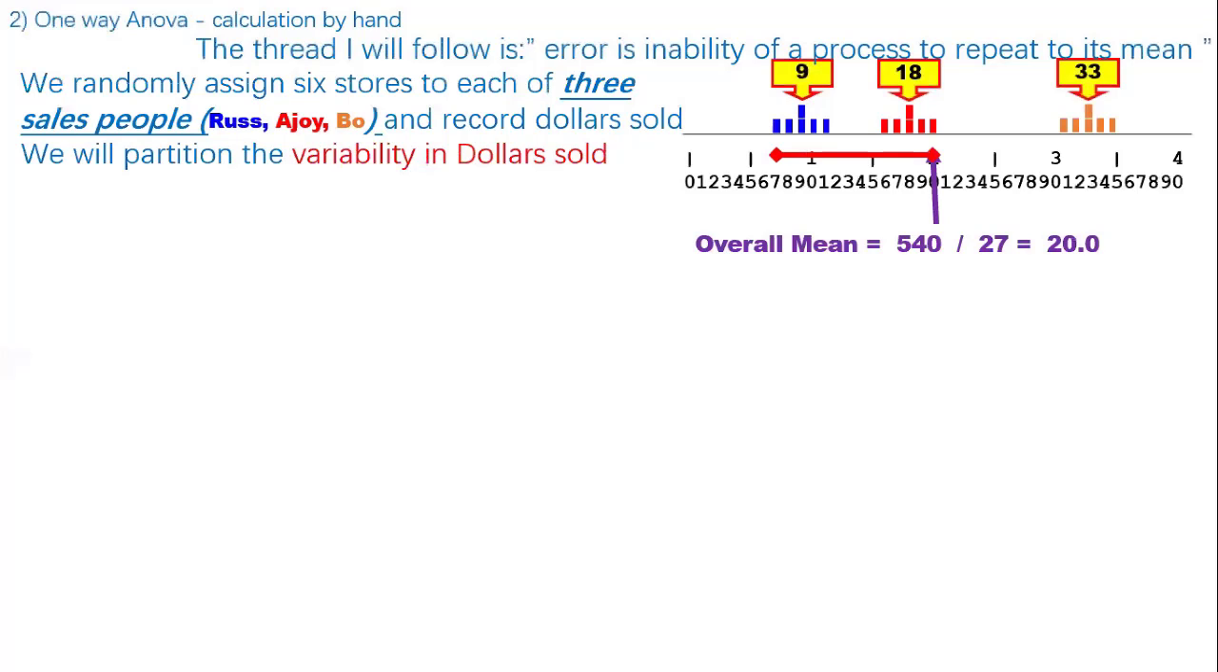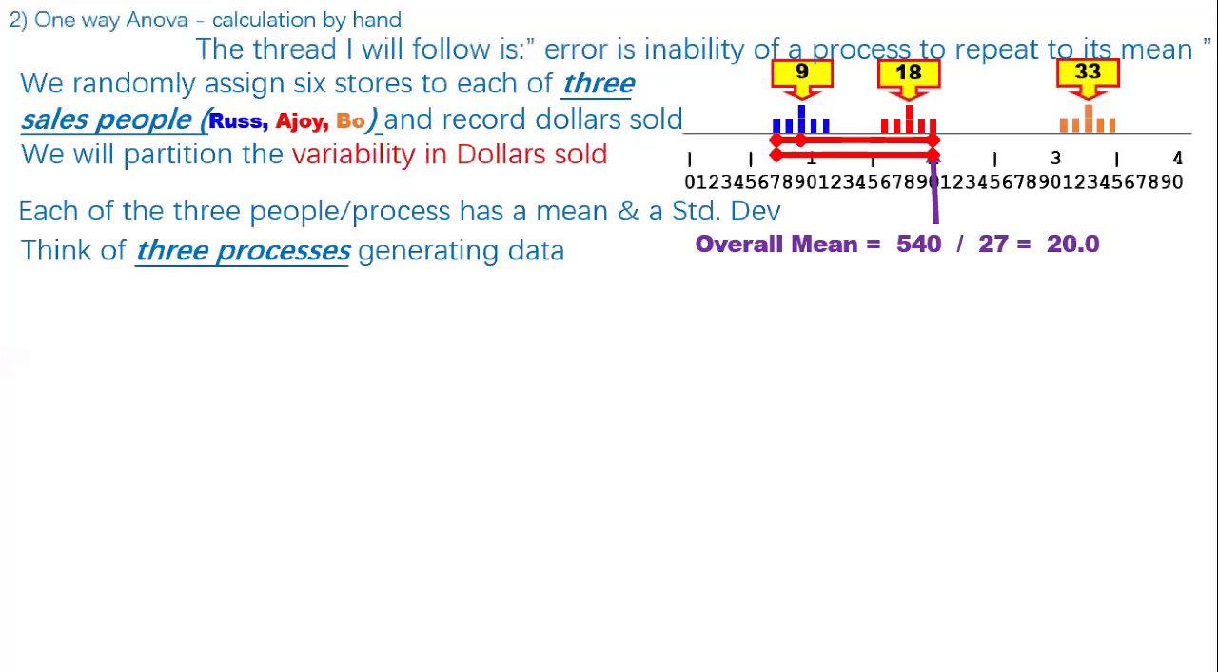The long red line represents total variability. Total variability is caused by observations being different from the overall average. We will partition the total variability into 2 parts: variability caused by the group average not being the overall average, and variability caused by the observation not being on the average of its group. And each of these 3 people or processes has a mean and a standard deviation. Think of 3 processes generating data.